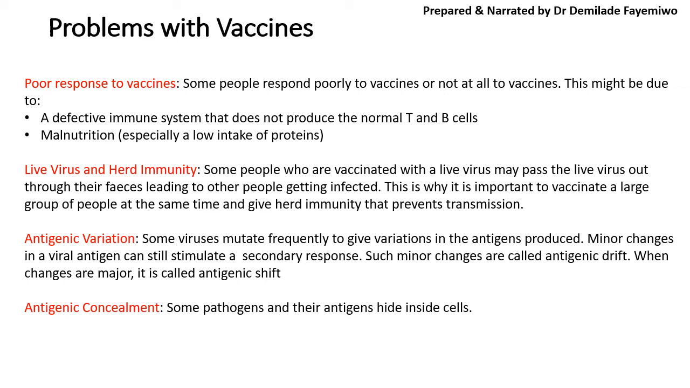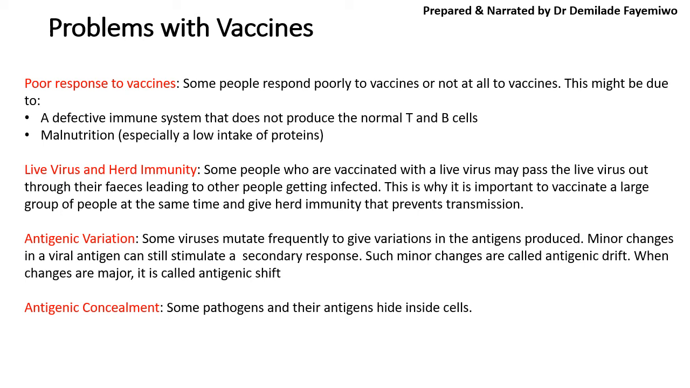It can sometimes be due to a defective immune system that doesn't produce normal T and B cells, which means that if you were to use a live version of the vaccine on these kinds of people, they would not produce normal T and B cells, so there would be no memory cells, and that means the virus will be able to ravage the body and cause the disease that you're trying to vaccinate against. Sometimes also, if there's malnutrition where people don't eat enough proteins, that can result in a poor response to a vaccine.